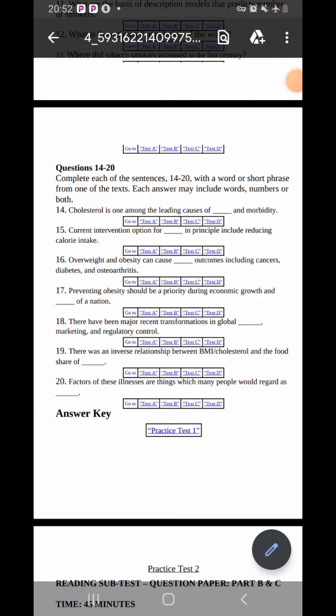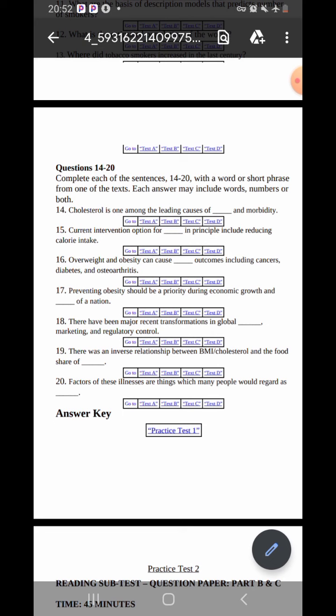Okay, guys, so let's continue with reading part A, questions 14 to 20. As you can see here, complete each of the sentences 14 to 20 with a word or short phrase from one of the texts. Each answer may include words, numbers, or both. Now, question 14. Cholesterol is one among the leading causes of dash and morbidity.